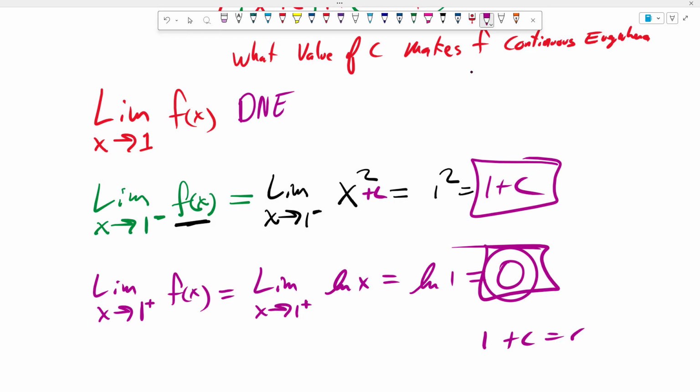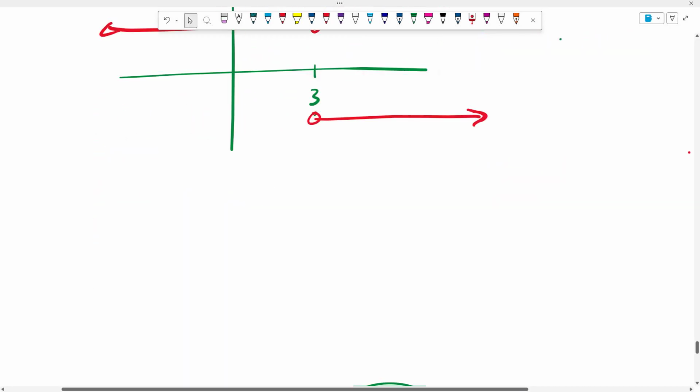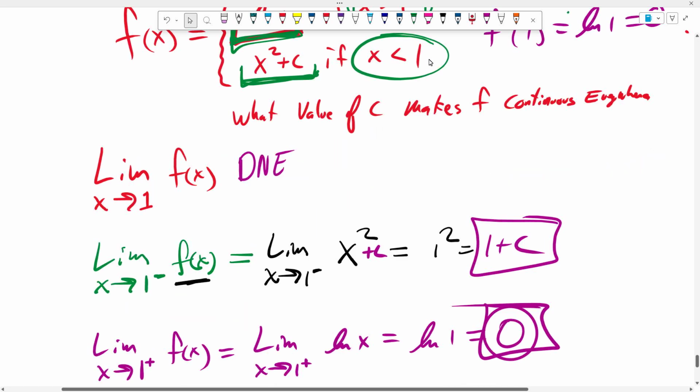Okay, we're going to get to more about continuous functions later, but that was just a little quick question. Let's see.